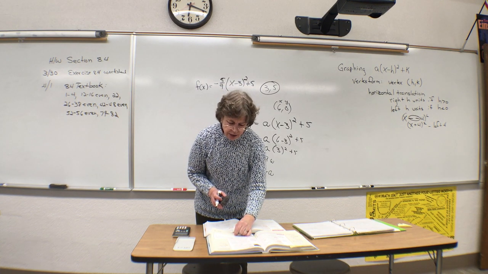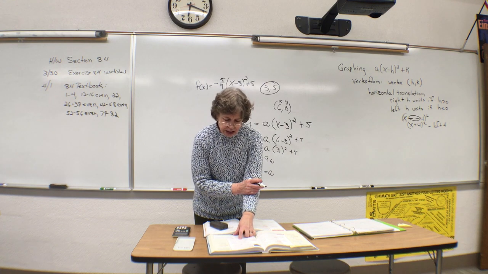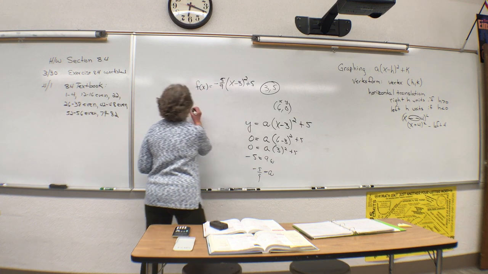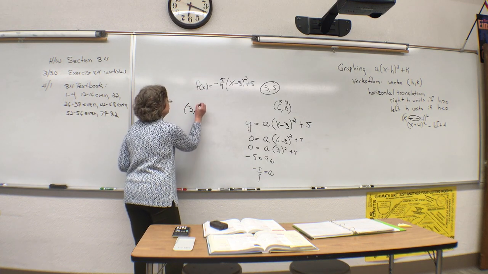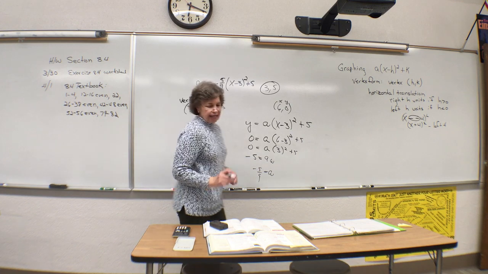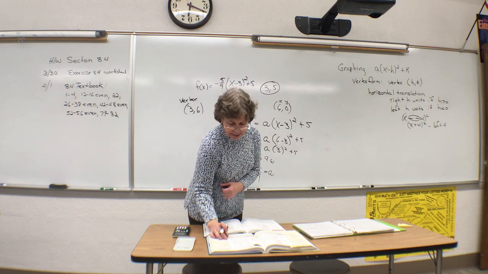And monitoring progress, given that the vertex is 3, 6, what would it be? I would like you to do that. I'll tell you the answer. This is the vertex. And it's still going to be, everything else is going to be the same.